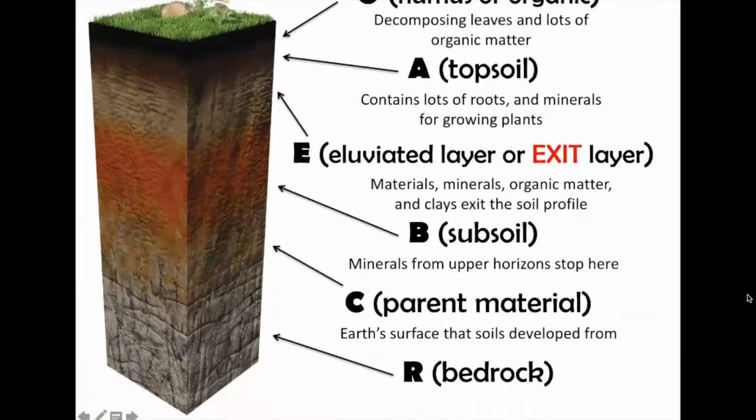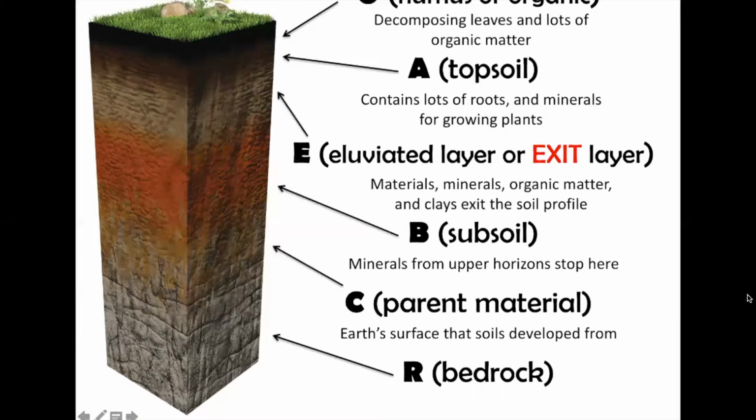Now here you can look at your soil profile and the specific soil horizons. At the very top is the O layer, and that's more humus and organic matter. This is from decomposing leaves, and has a lot of that organic matter that we talked about before. You can see how it's very dark in that O layer. That O layer is going to be very important. The next one that we go to is A, and that's the topsoil. It contains a lot of the roots and minerals for growing plants. It's a little bit lighter than the O layer.